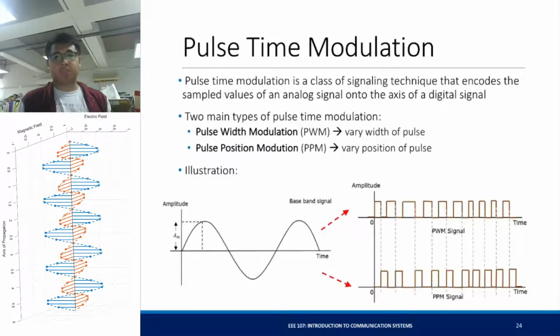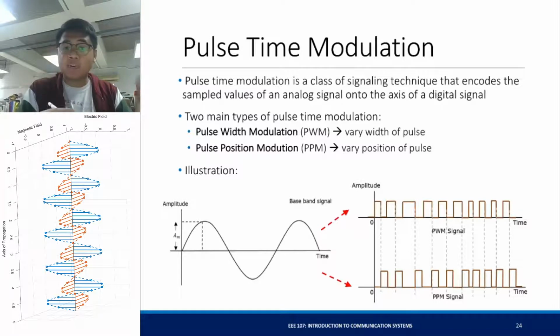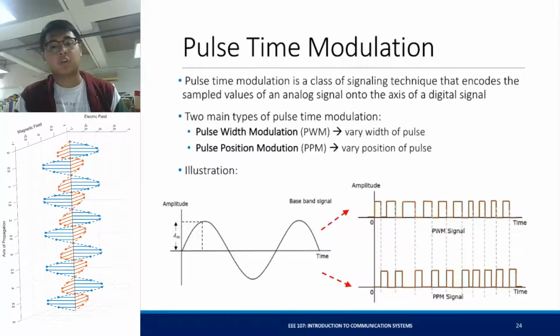Another form of analog pulse modulation is pulse time modulation, which can be broken down into two: pulse width modulation and pulse position modulation. The first one, as its name says, you vary the width of the pulse.